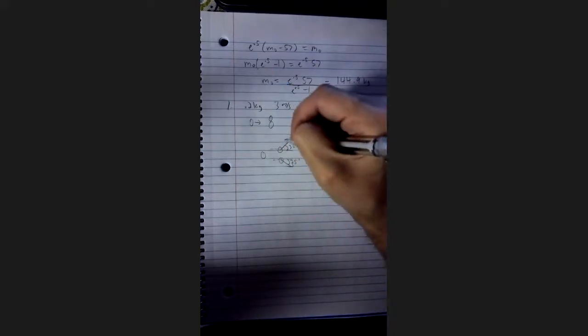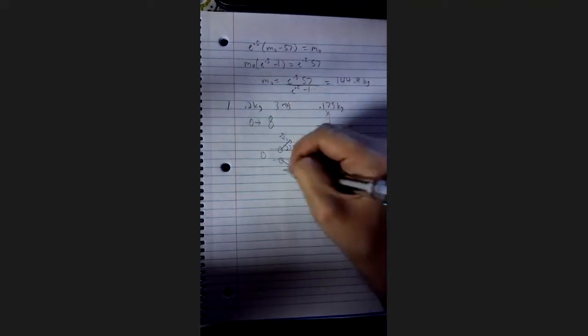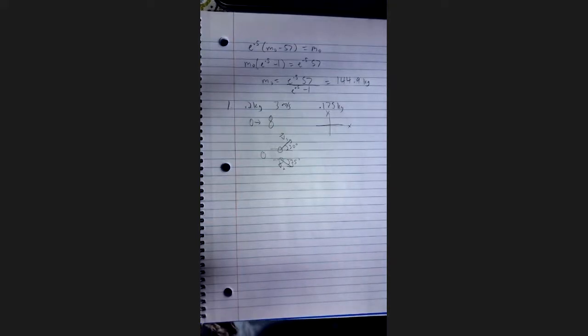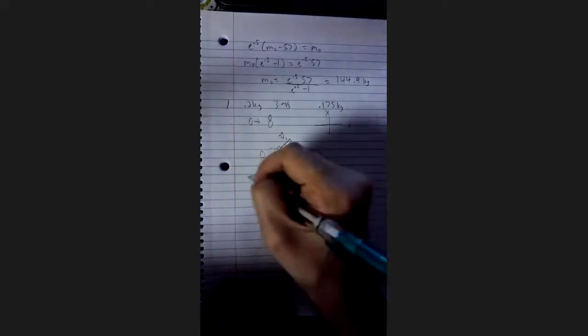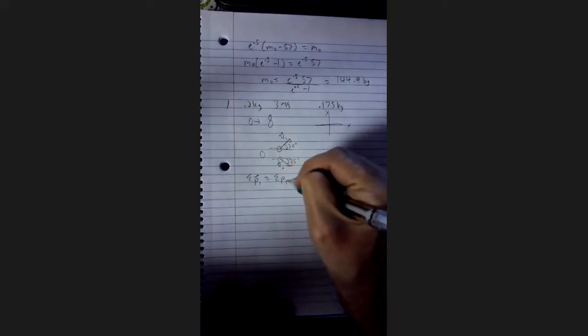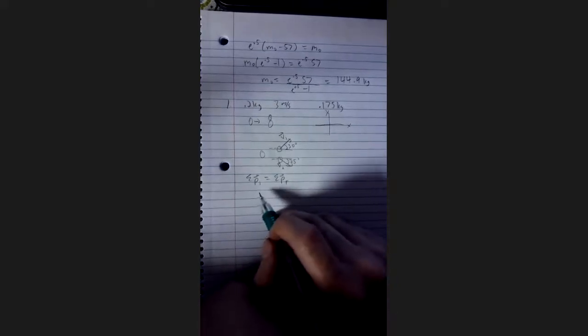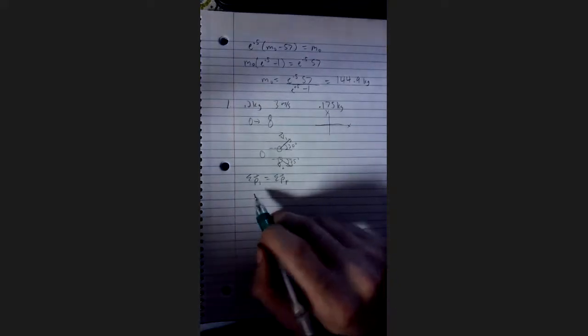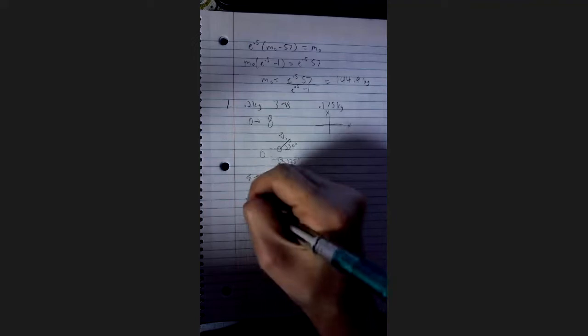So it moves off in this direction. Let's call this V1, and let's call this V2. Now our momentum is conserved here, which means that the sum of our initial momenta has to be equal to the sum of our final momenta.